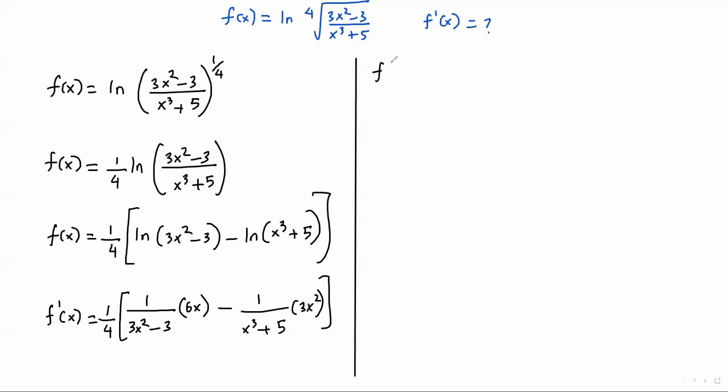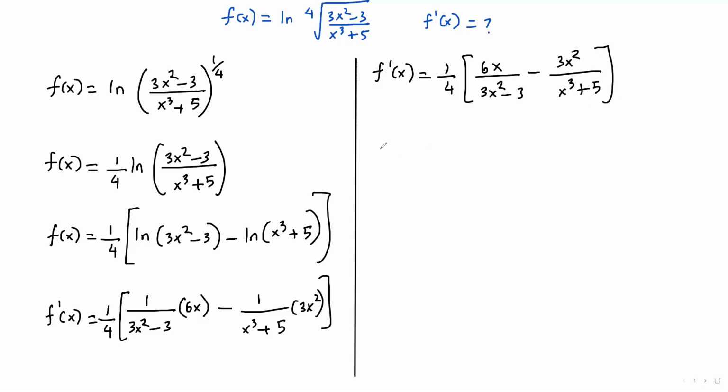So here f prime of x is equal to 1/4 times, I need to multiply this 1 and 6x, that will be 6x over 3x² − 3, minus 1 times 3x², which will be just 3x² over x³ + 5. Okay, f prime of x equals 1/4, and I need to simplify this.